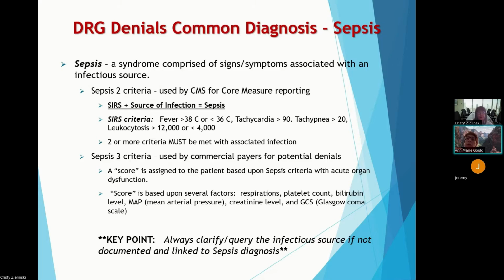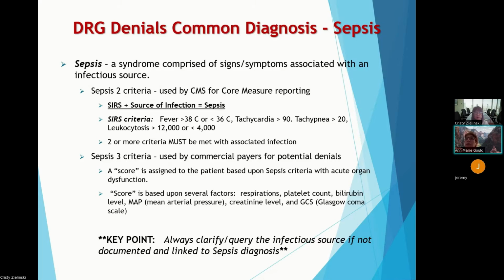So sepsis 2 is SIRS plus source of infection equals sepsis, right? Our SIRS criteria though, you need to have at least 2, right? At least 2 with the associated infection in order to qualify for a sepsis diagnosis based on CMS criteria. However, most commercial payers are using sepsis 3 criteria.